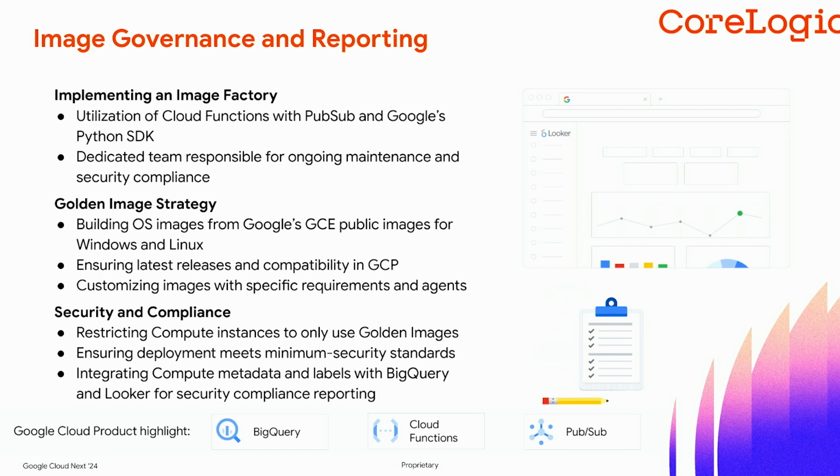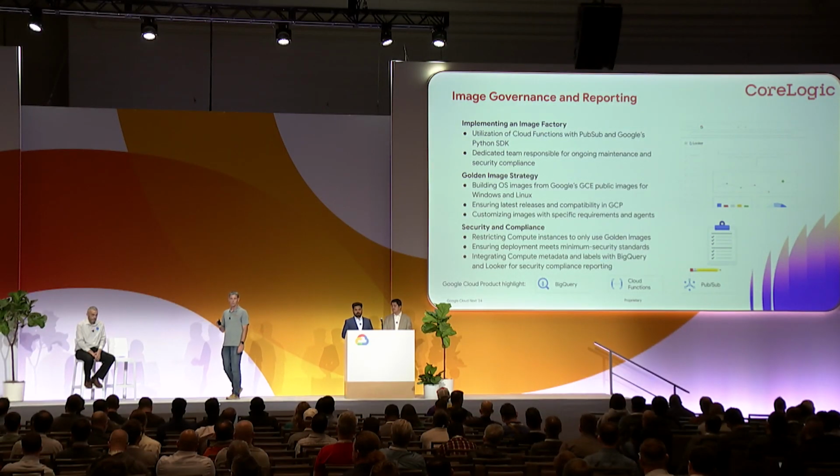By locking down projects so compute instances can only pull our golden images, we can be sure that all systems deployed meet our minimum security and compliance requirements. Further, by pairing compute metadata, such as the specific golden image used, along with the compute labels that we define through our infrastructure as code, we can feed all of that into BigQuery and, through Looker, report out on security compliance.